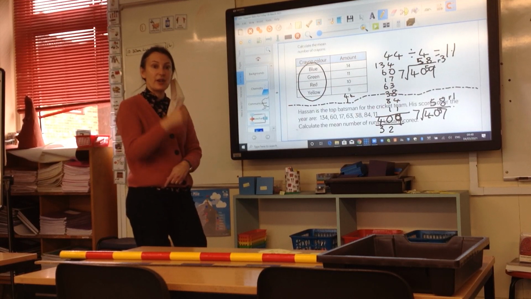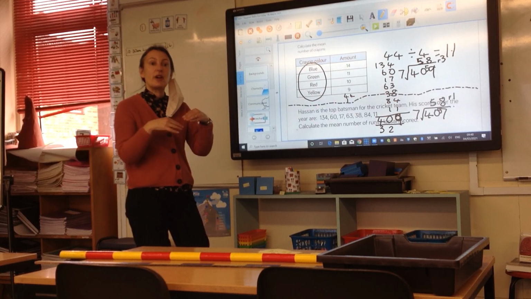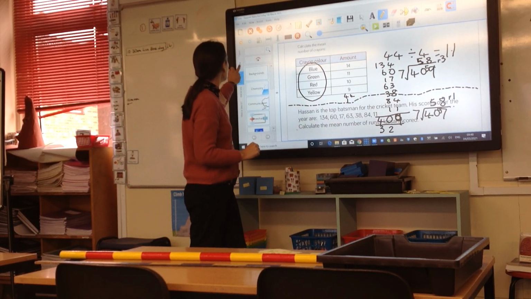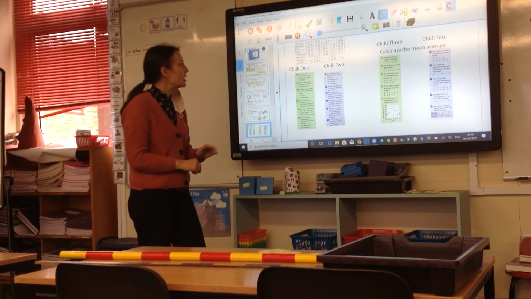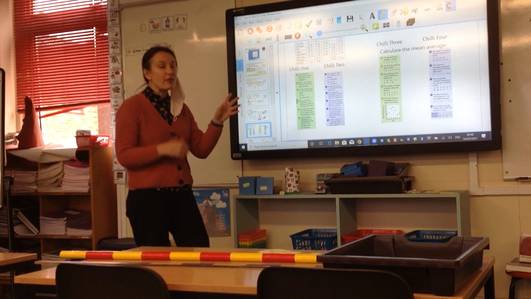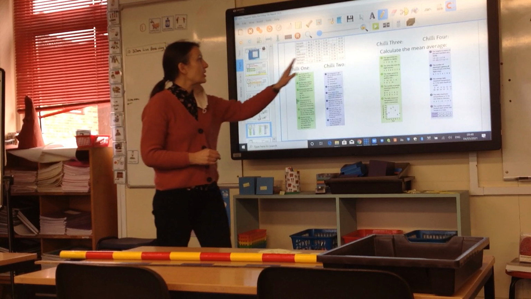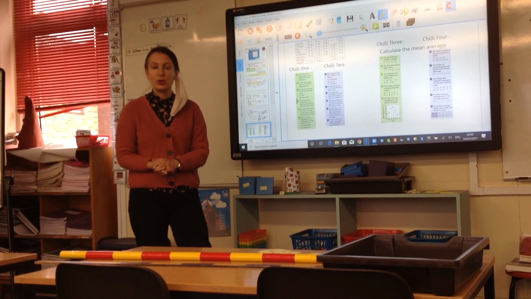So the key thing is, first step, get the total. Next step, divide it by the number of entries. Okay? So you're going to have a go at our Chilli Challenges. Okay, so Chilli Challenge 1 and 2, that's revising and going over timetables. So if you want to have a challenge and look again and consolidate your learning about timetables, you can do that. Whereas Chilli 3 and 4, you start to think about mean averages. Okay, so enjoy doing those challenges.